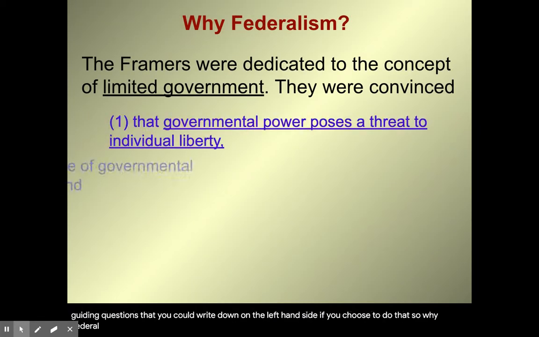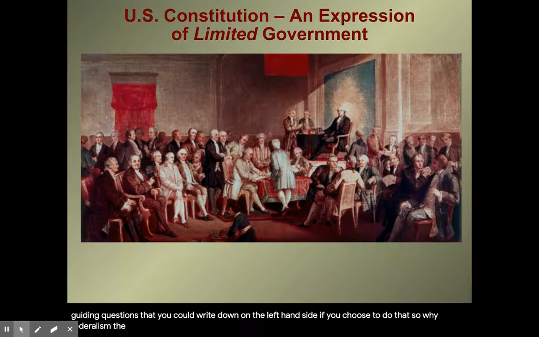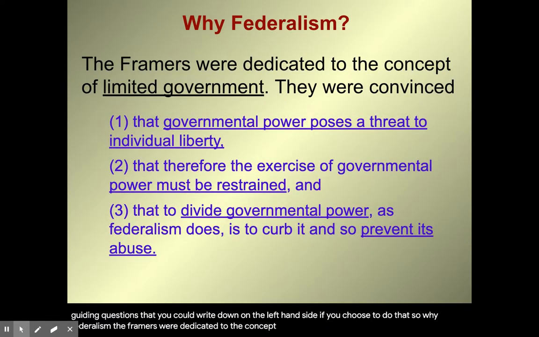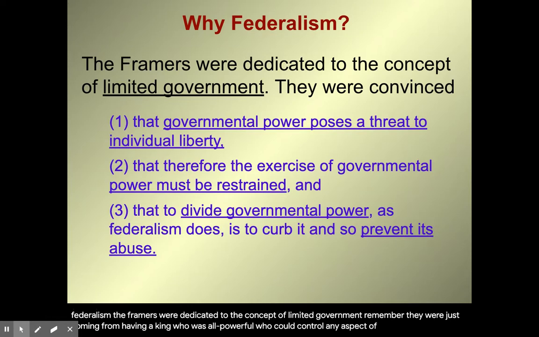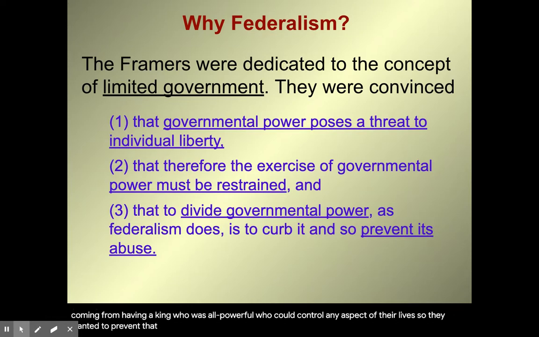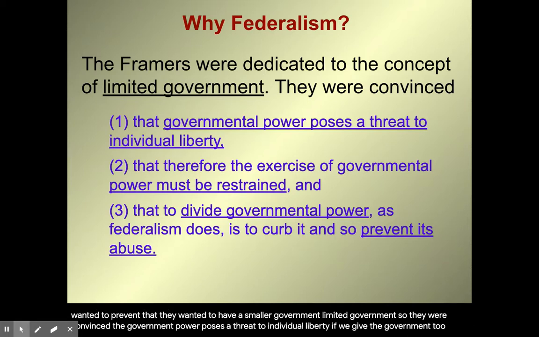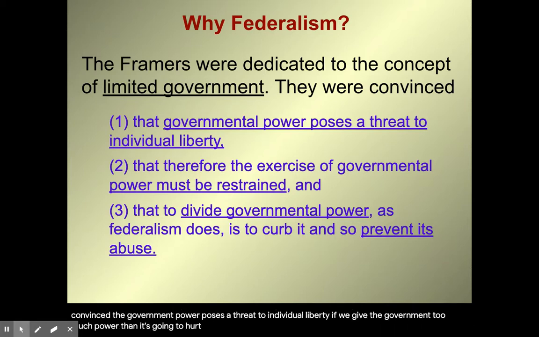So why federalism? The framers were dedicated to the concept of limited government. Remember, they were just coming from having a king who was all powerful, who could control any aspect of their lives. So they wanted to prevent that. They wanted to have a smaller government, limited government.